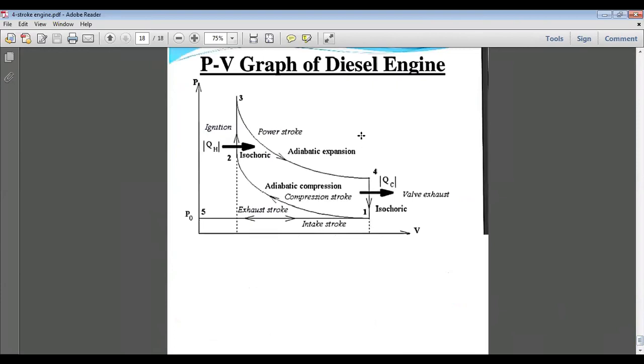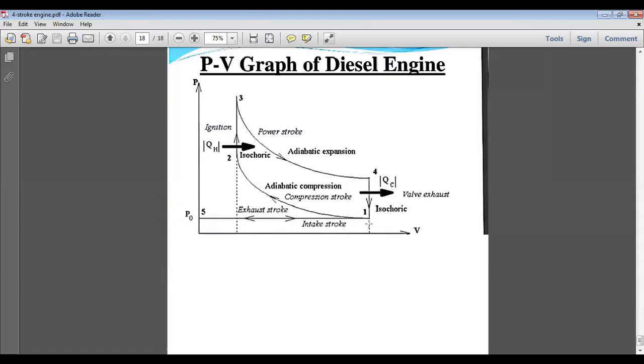Now this one is the PV graph of the diesel engine. This question is also there in your assignment, to draw the PV graph. So here is the pressure and volume graph, and these are the different strokes. This one is the intake stroke. Here the volume increases, and the pressure is at its lowest position.